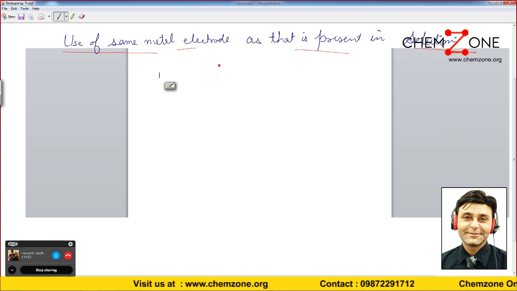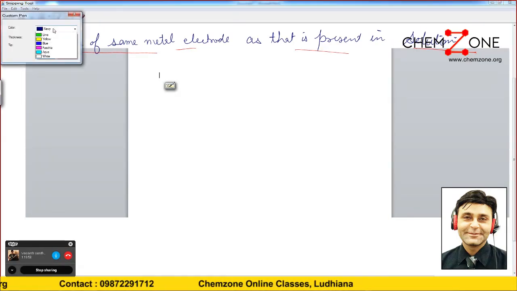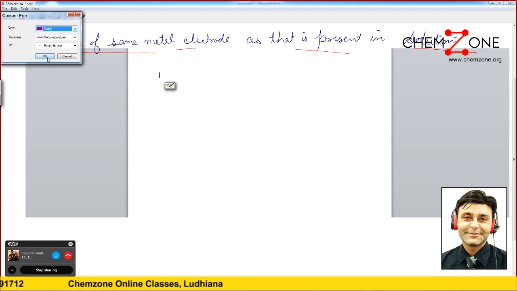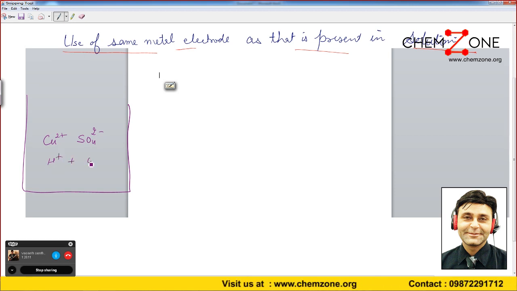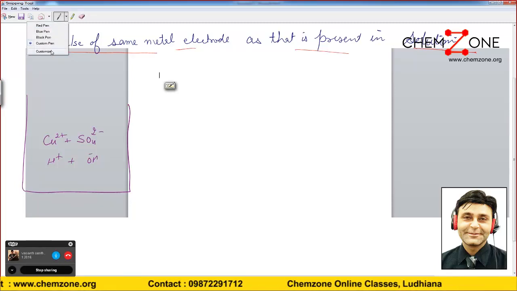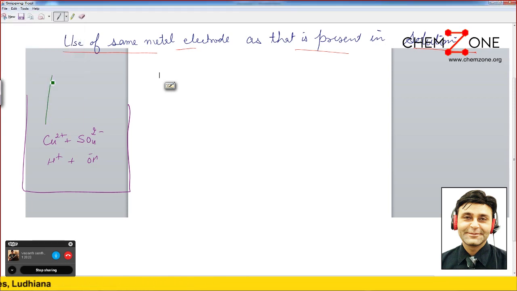Okay, let's start. Now what we are doing is we are using the same metal electrodes which are present in the solution. It's a beaker. It contains aqueous copper sulfate. Aqueous is when dissolved in water. Can you tell me which metal is here inside the electrode? Copper. Copper, right. So I take electrodes made up of copper only.